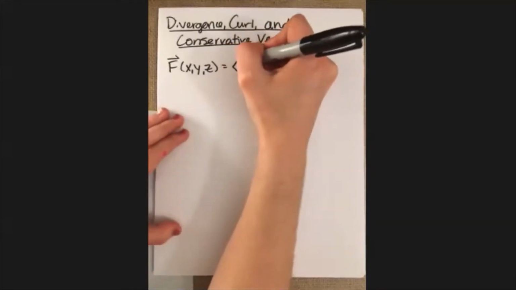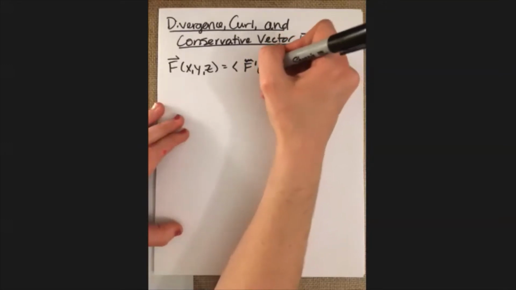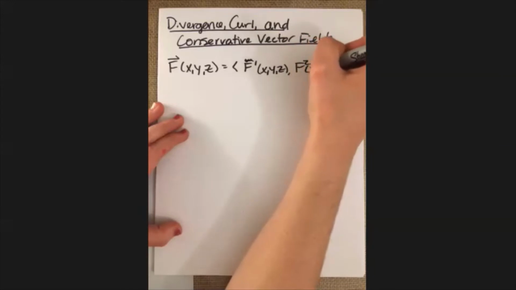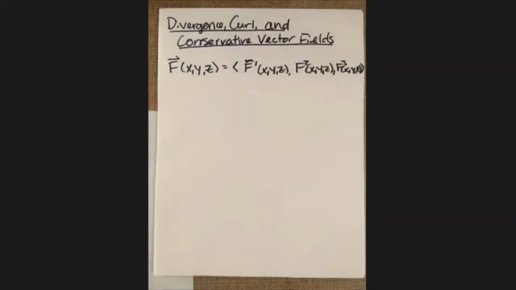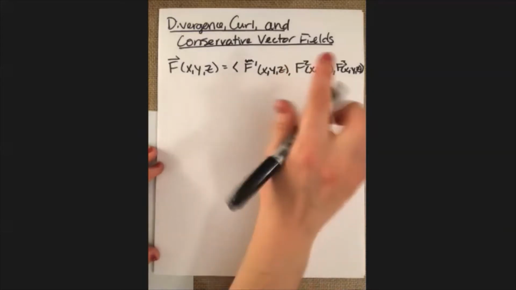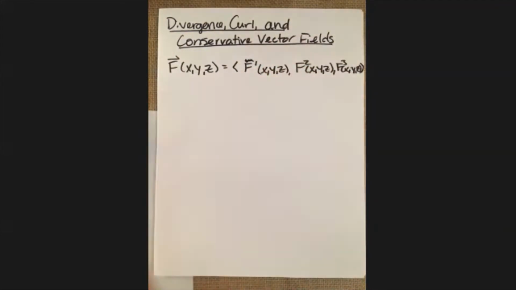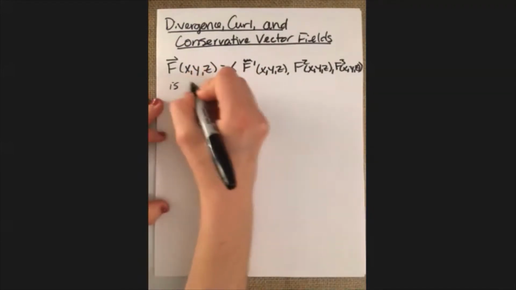So it might take a first component that is some function of x, y, and z, a second component that is another function of x, y, and z, and then our third component is another one. These are not exponents. They're just subscripts or superscripts, so that we can tell apart our different components here. And this is a vector field.